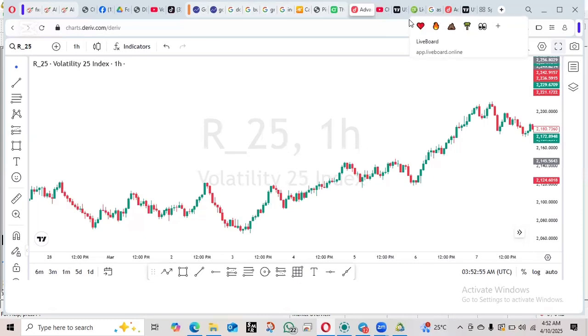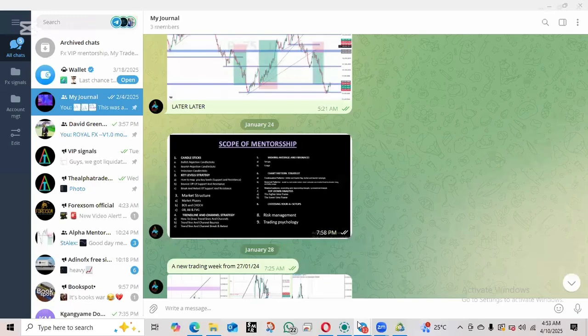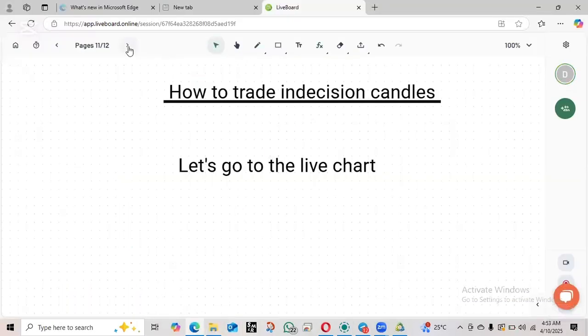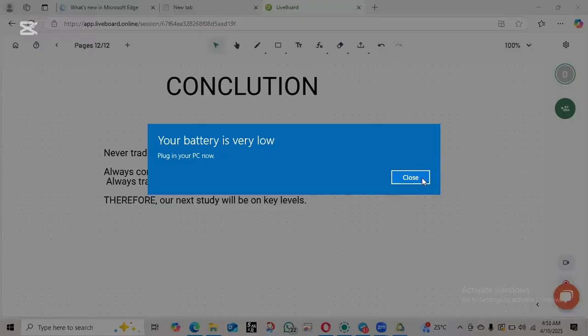Just stay tuned, and then we will come up with the next class, which is going to be on key levels. How to draw your key levels, how to trade them. Like I said, in conclusion, never trade candlesticks in the middle of nowhere. Always combine them with other confluences, and most importantly, the key levels.